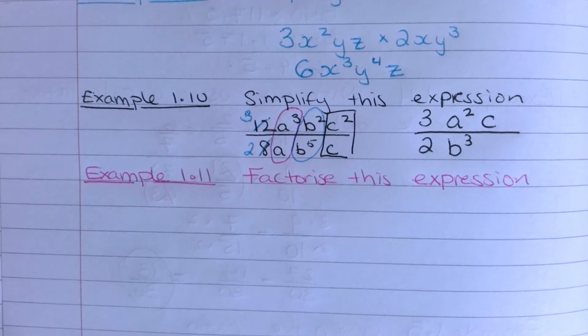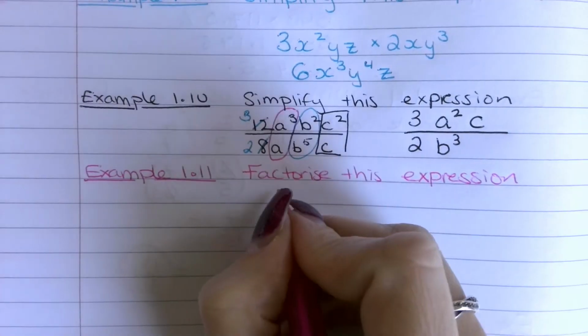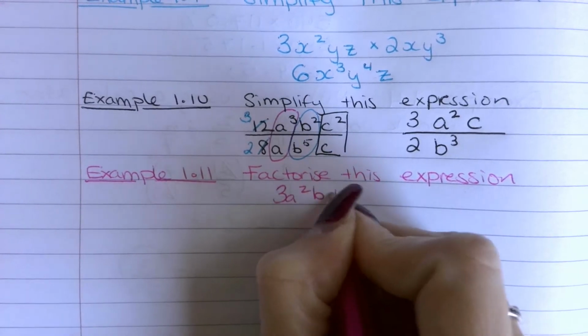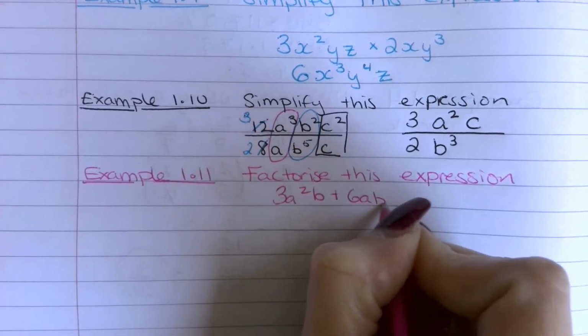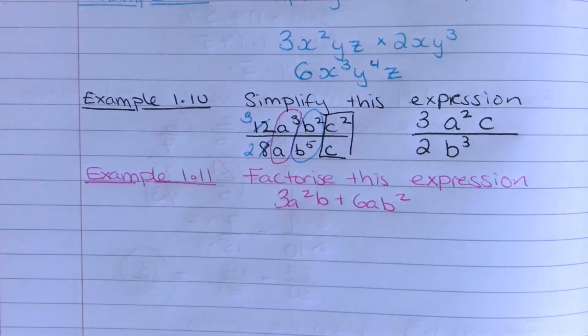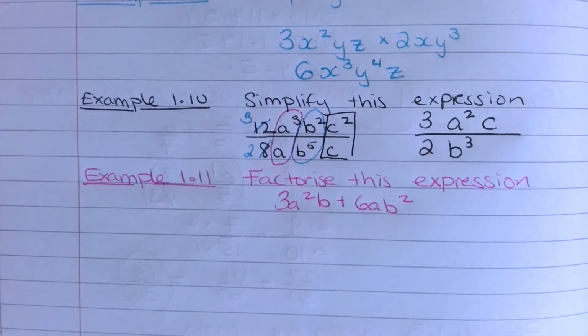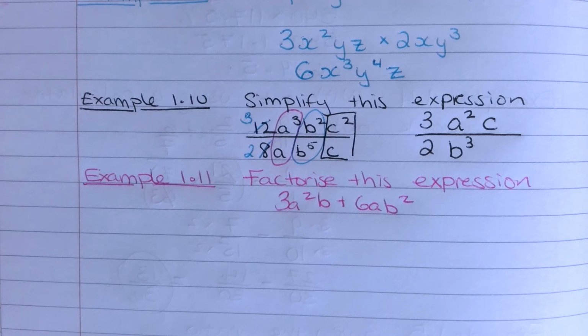It now wants us to factorize an expression. And this time the expression is 3a squared b plus 6a b squared. So factorizing means to break up into values that multiply to give you a solution or a product. For example, the factors of 12 could be 6 and 2. They multiply together to give you the product of 12.